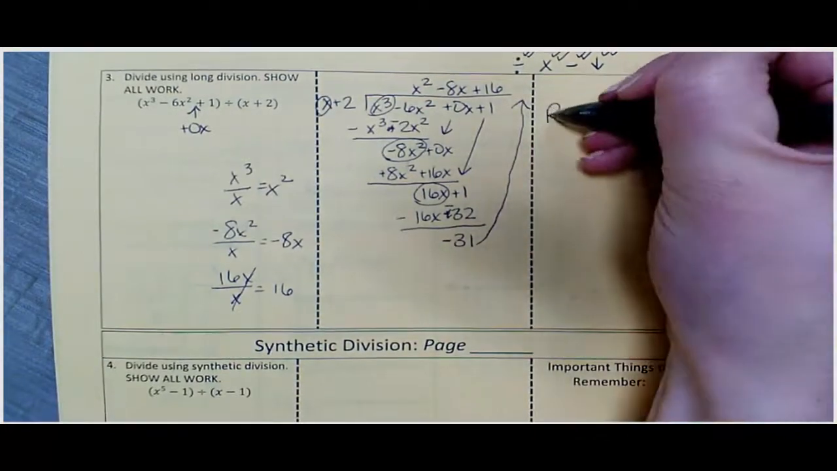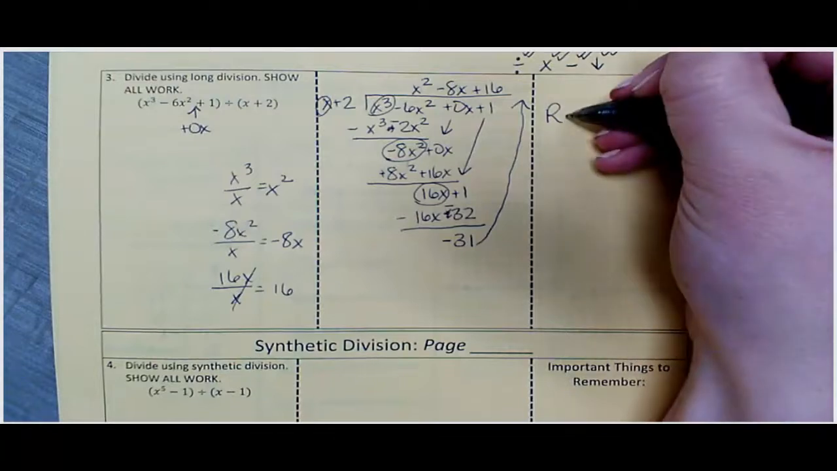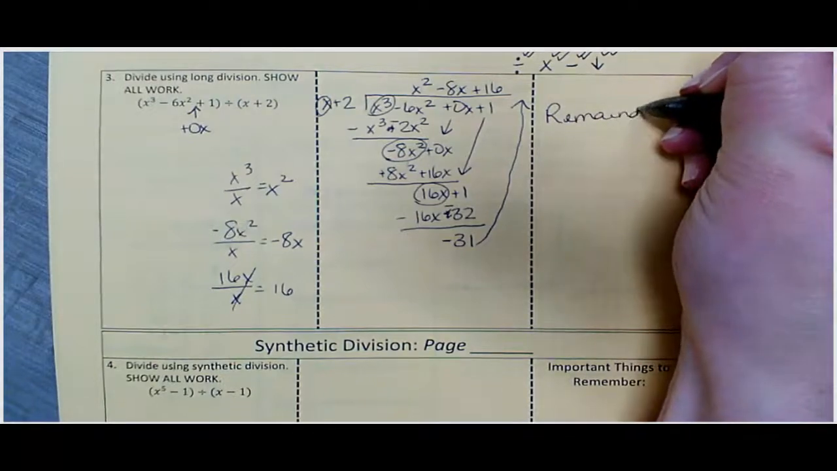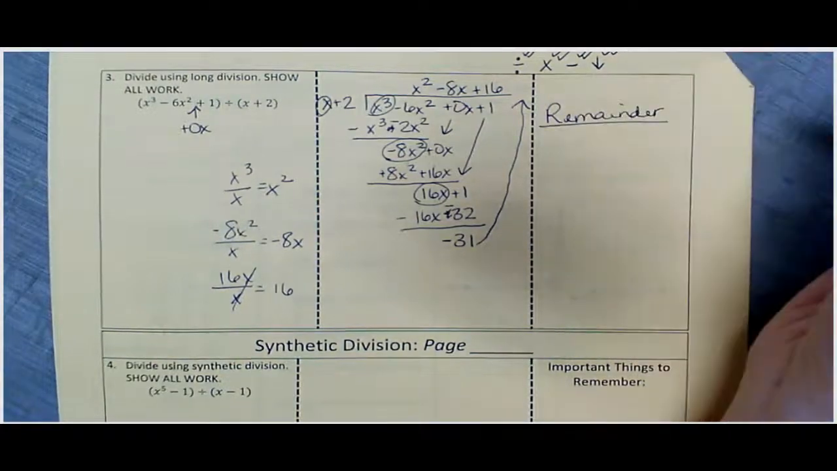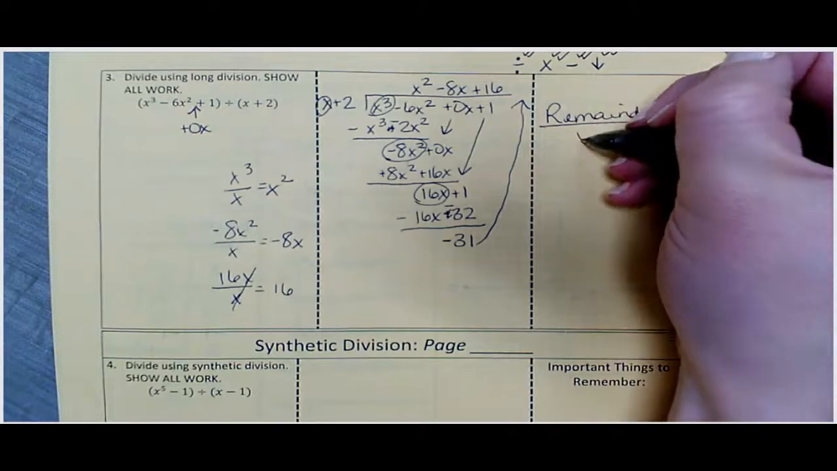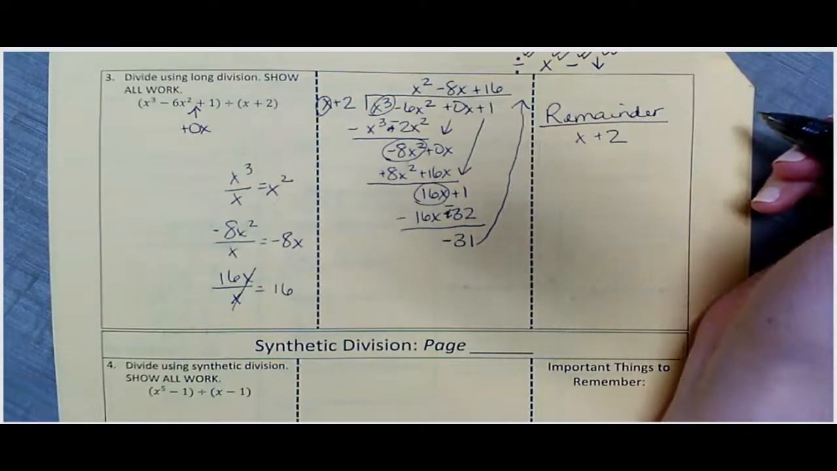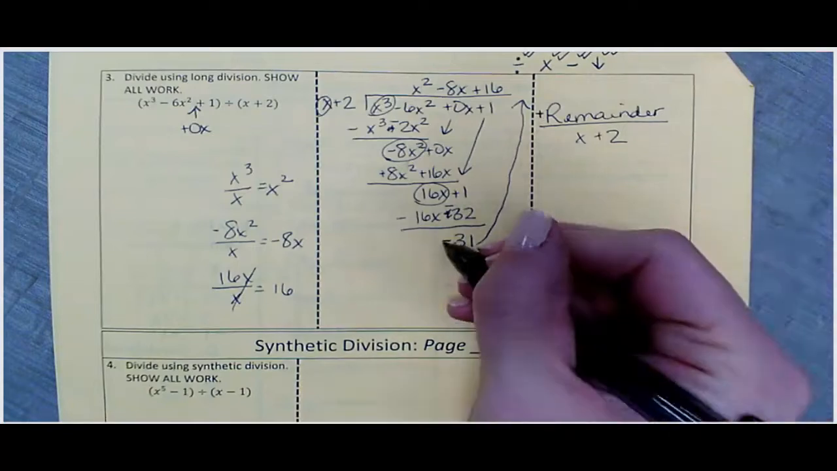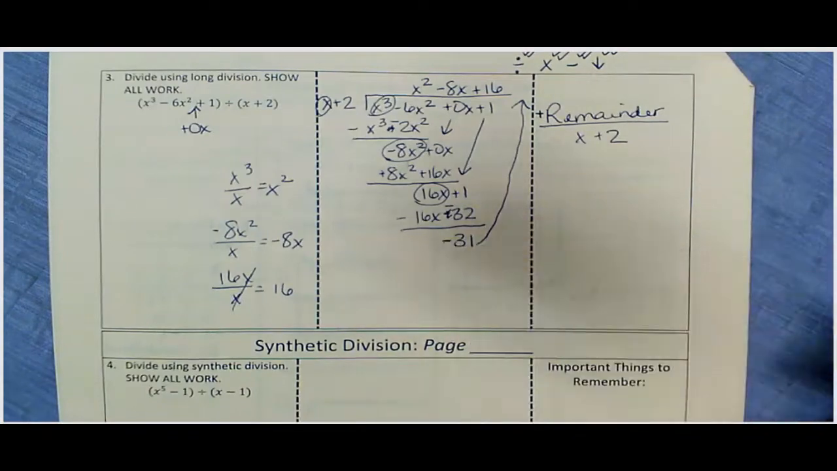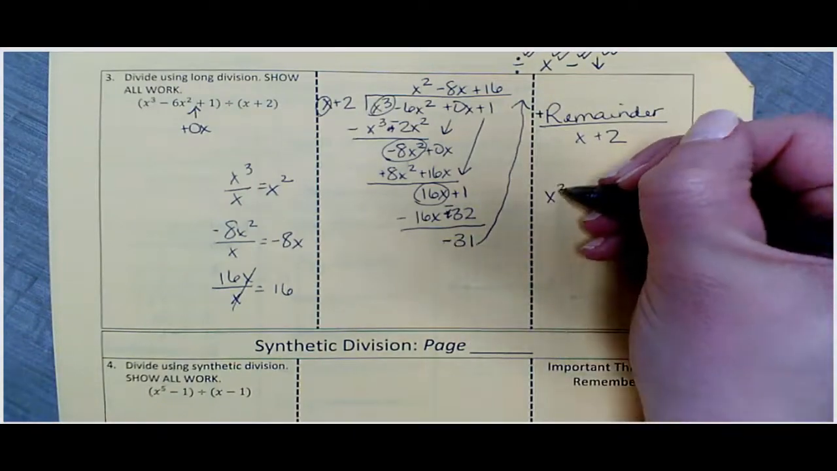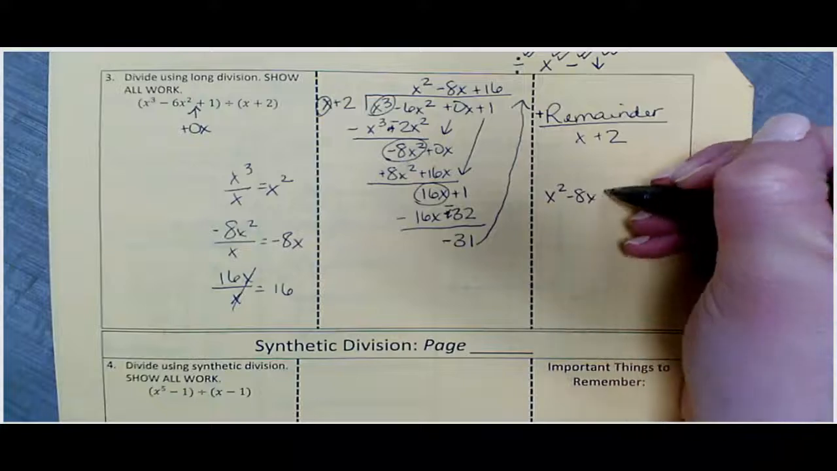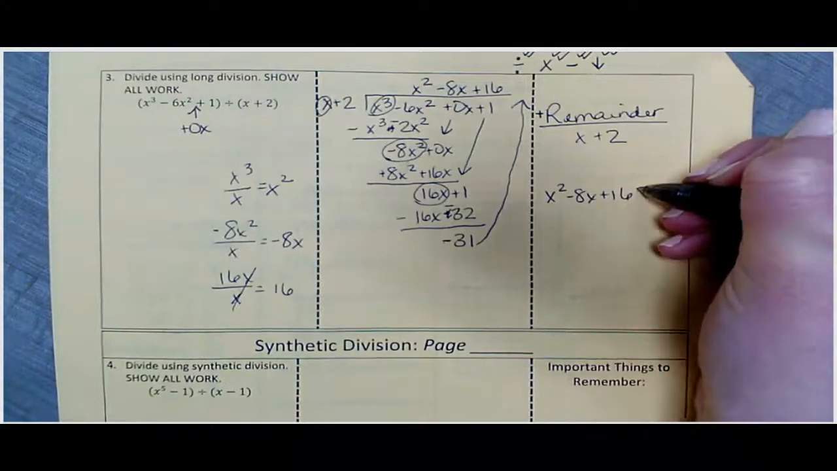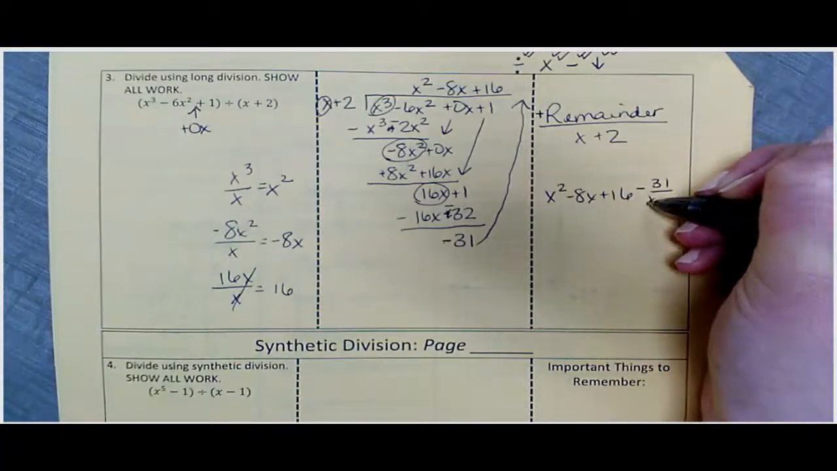And I need to remember to write remainders over whatever I'm dividing by, so x plus 2 in this case. And I also need to remember to either add it or subtract it. So in this case, since 31 is negative, I'm going to subtract it. So my answer should be x squared minus 8x plus 16 minus 31 over x plus 2.